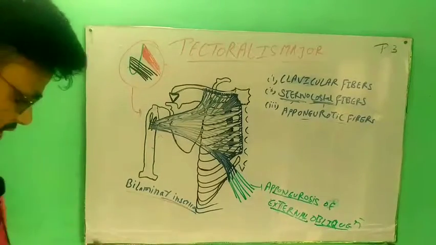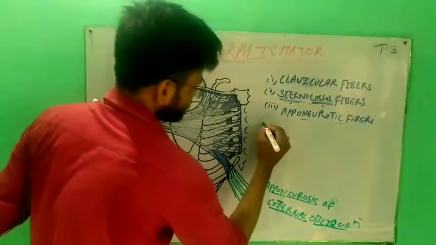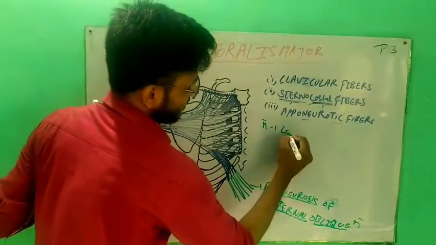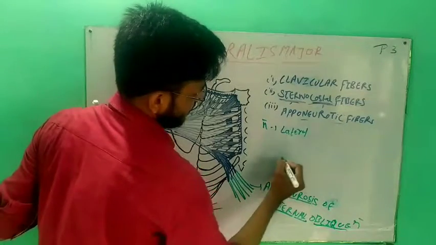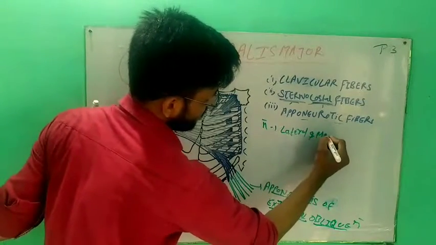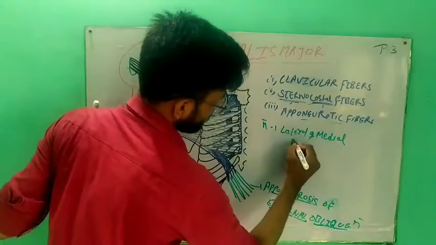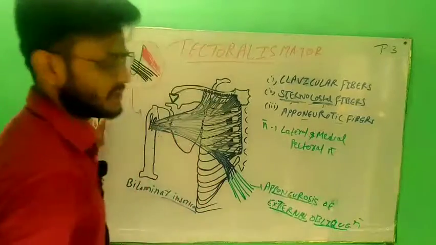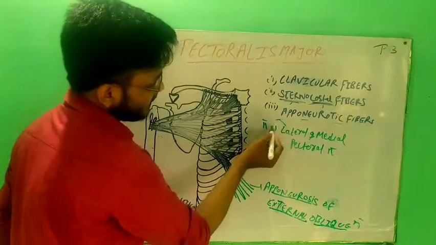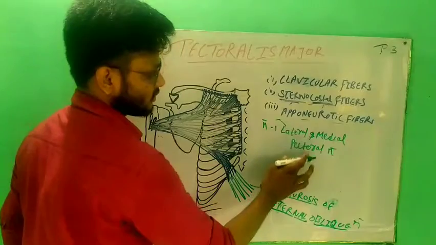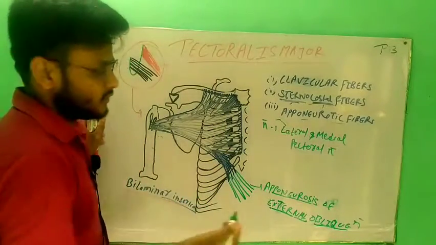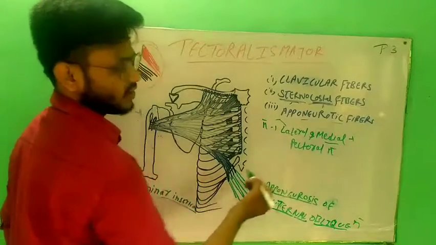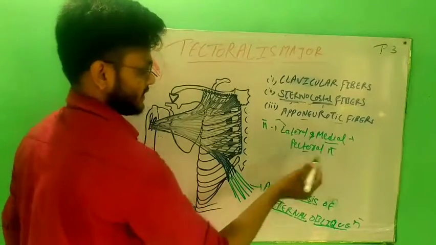Now the nerve supply of the pectoralis major is the same as the pectoralis minor: lateral and medial pectoral nerve. The lateral pectoral nerve is a branch of the lateral cord of the brachial plexus, and the medial pectoral nerve is a branch of the medial cord of the brachial plexus.